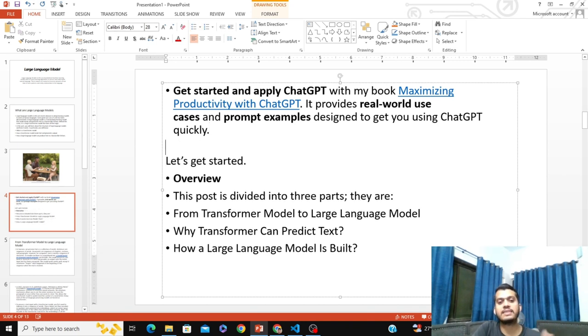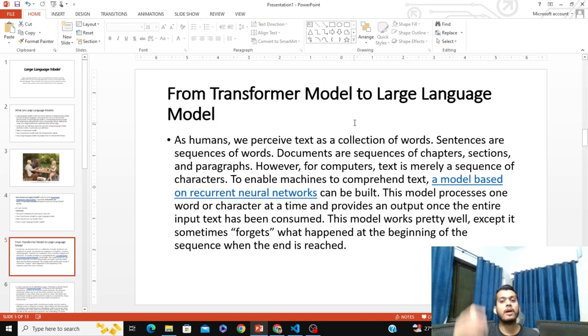Let's get started. Overview. The course divides into three parts. From transformer model to large language model. What a transformer can predict. How a large language model is built. From transformer model to large language model.